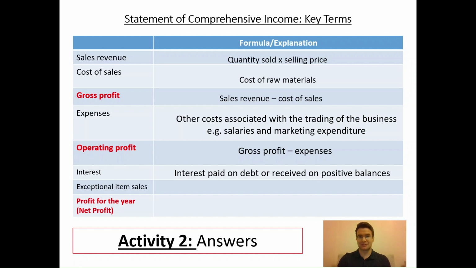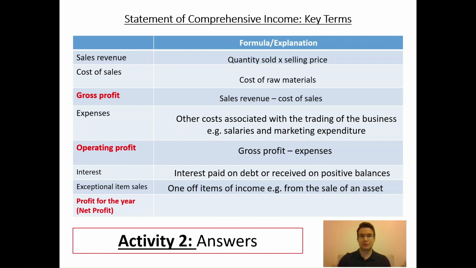Exceptional item sales. Now these are one-off items of income, potentially from selling an asset. The key point being one-off items. You cannot repeat these exceptional items each year. A good example would be potentially selling an unused building or vehicle. Once it's gone, it's gone. You cannot use it again, the only exception being sale and leaseback.